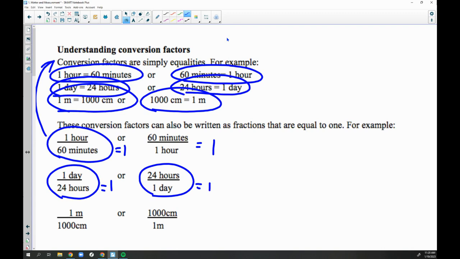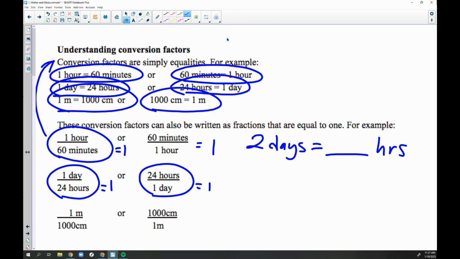So since these fractions have a value of 1, we can multiply any number by these fractions, and it won't actually change the value. Because when you multiply something by 1, it doesn't change the value. And I'll give you an example of when you might do this. Let's say we wanted to convert 2 days to some number of hours. All right? Probably a lot of you could do that in your head pretty quickly. All right? But there's a procedure we can use for this.